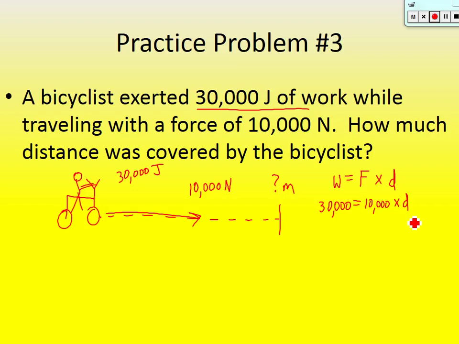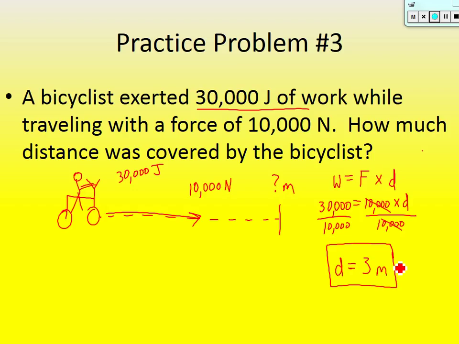So now all we have to do is solve this equation for D. Okay, to get the 10,000 off this side, we need to divide by 10,000. So divide both sides by 10,000. Over here it cancels out, and so the distance that this bicyclist went is 30,000 divided by 10,000, which is 3. Okay. Now the units here are very important. Remember that the units for force is in Newton. The units for distance is always going to be in meters. Okay, so we need to put the units as well. So that bicyclist would have went only 3 meters to exert that much work or energy.